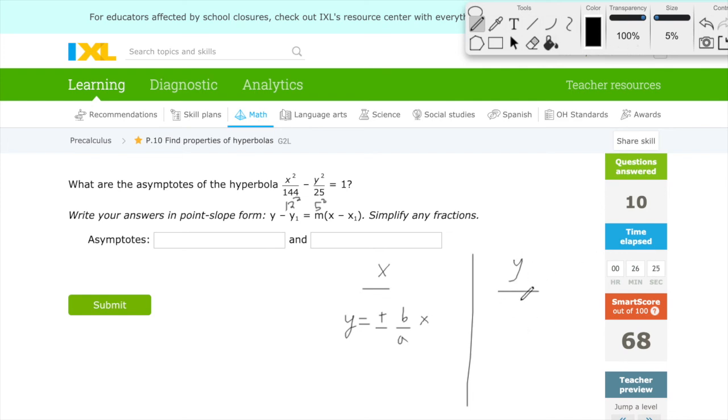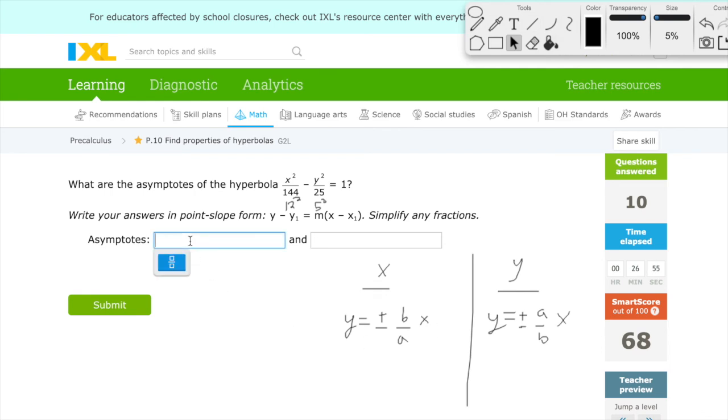Now if you had y up front, which we don't in this case, but you could, very similar, you're still going to have y equals, still going to be plus or minus. However, the a is going to be on top and the b is going to be on bottom. That's the only difference. Those two things flip-flop, and then still times x, which doesn't get filled in. Okay, so in this one, our a is 12, our b is 5. X is first, so we're using this one.